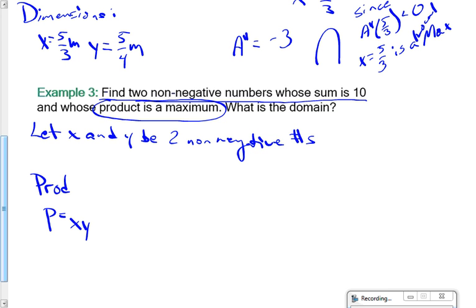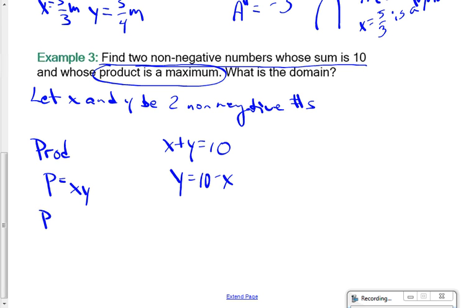I need P prime. But x and y are too many variables. What else do I know about x and y that will help me get rid of one of them? Add up to 10. Your sum is 10. So x plus y is 10. So y is 10 minus x. And our product is then x times (10 minus x).